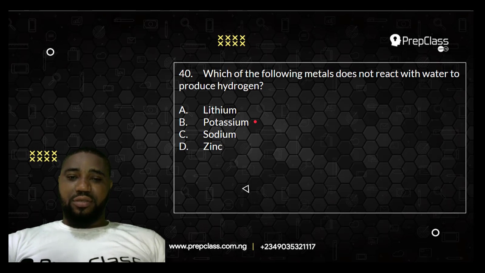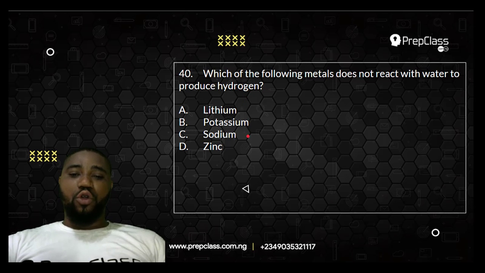Question number 40, and obviously the last for today. Which of the following metals does not react with water to produce hydrogen?